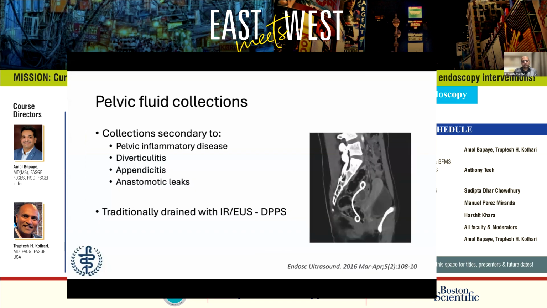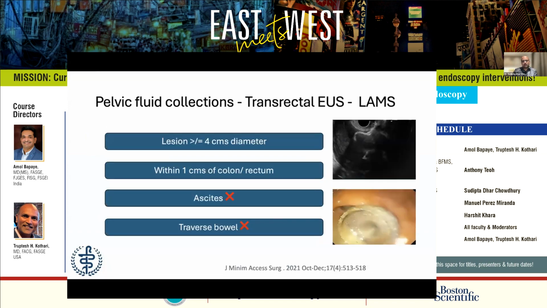Now, coming to the other collections, these are pelvic collections, and pelvic collections develop primarily in patients who have pelvic inflammatory disease, diverticulitis, appendicitis, or anastomotic leaks. In the past, we had been doing it primarily with interventional radiology, and of late, we had started doing EUS-guided double pigtail plastic stent placement in those patients, with very good results. Now, there have been attempts at draining pelvic fluid collections with transrectal LAMS placement.